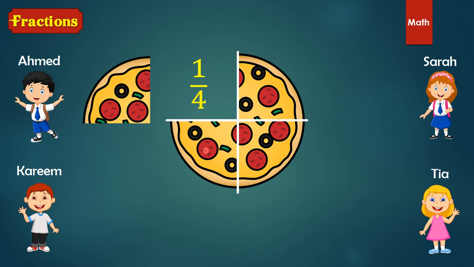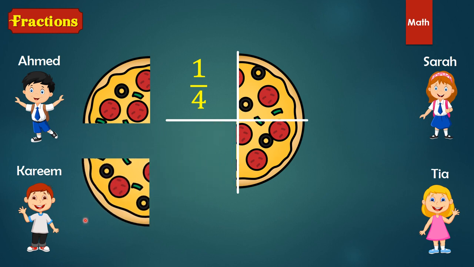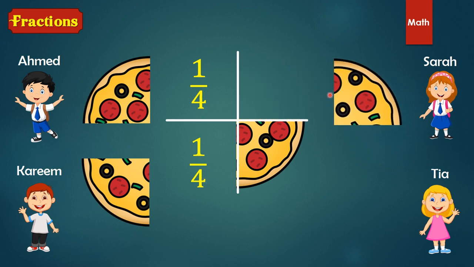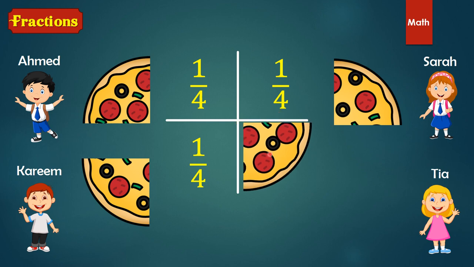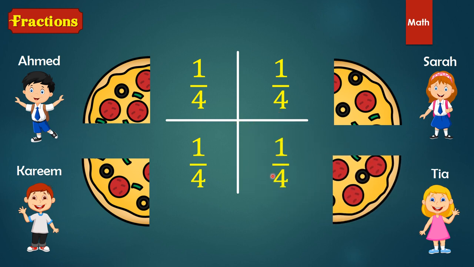And Kareem will take also 1 from the 4 parts. Sarah will take 1 part from 4 parts. And Tia will take 1 part from 4 parts. Did you get it now? Okay. So, how can we read this one?